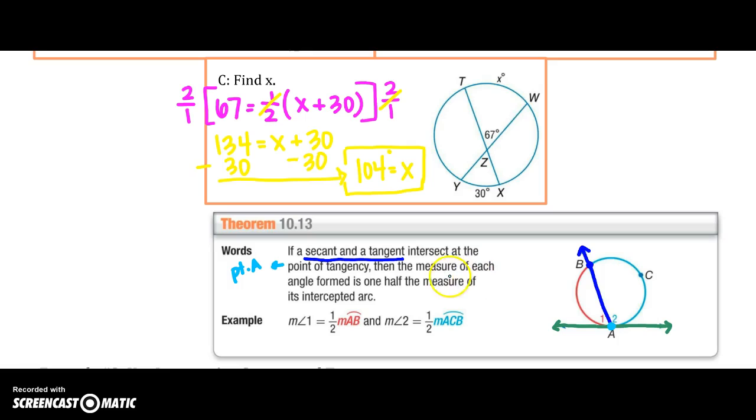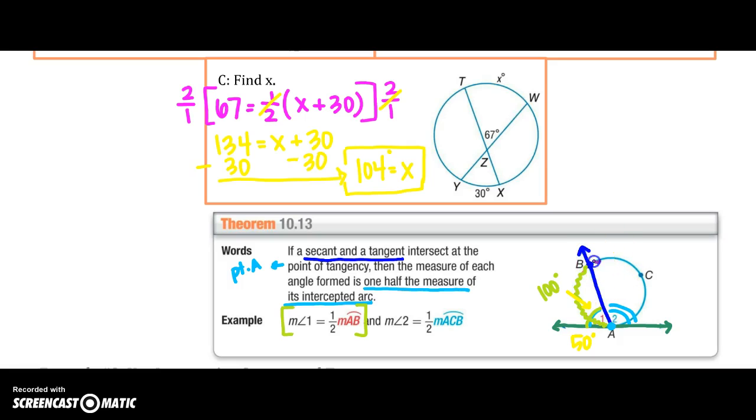then the measure of each angle formed, so angle 1 or angle 2, is 1/2 the measure of its intercepted arc. So, I'm looking at angle 1. The intercepted arc of that angle is actually arc AB. So to find angle 1, I'm going to take 1/2 arc AB. So, if arc AB was 100, to get angle 1, I'm going to take 100 divided by 2, which would be 50 degrees.